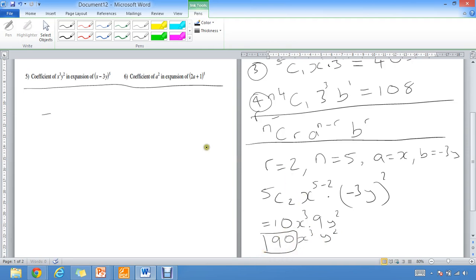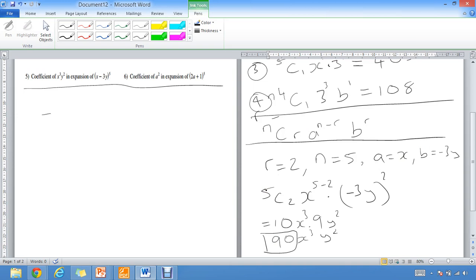Okay, so run through that again. You raise your y to the power of 2, so that's y squared, giving you r equals 2, and n is 5 because the bracket is raised to 5. A and b are simply your letters, so a is x and then b is minus 3y. Plug it into this formula here, and that's how you get your coefficient.